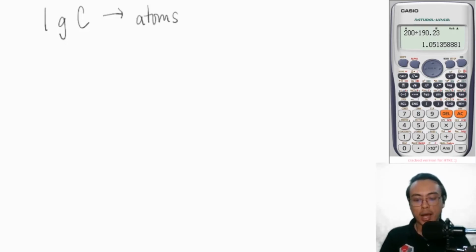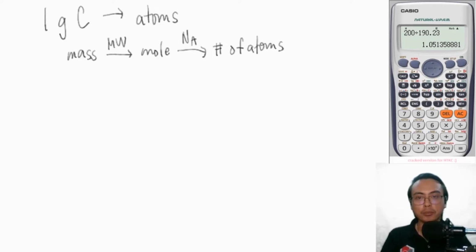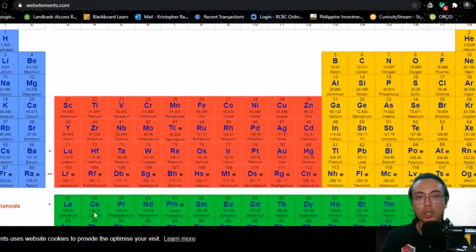Okay, so our plan is again, from mass, we first convert this to mole using the molecular weight because the molecular weight is the conversion factor from mass to mole. And then from mole to the number of atoms, we use Avogadro's number as our conversion factor. Okay, we start with a given 1 gram of carbon. First unit refers to the molecular weight. And if we go back to our periodic table, the molecular weight of carbon is 12.011 grams per mole.